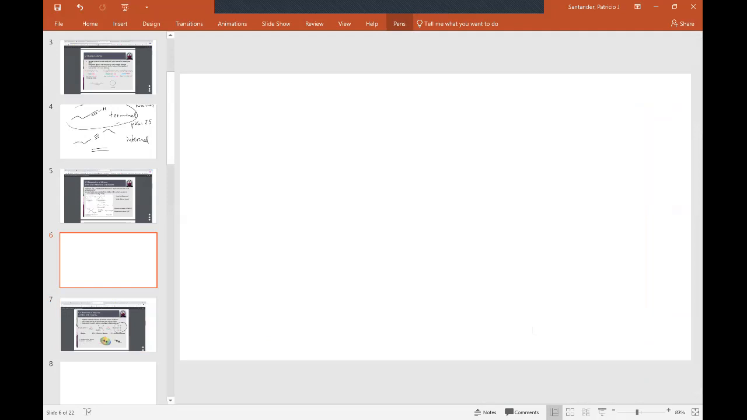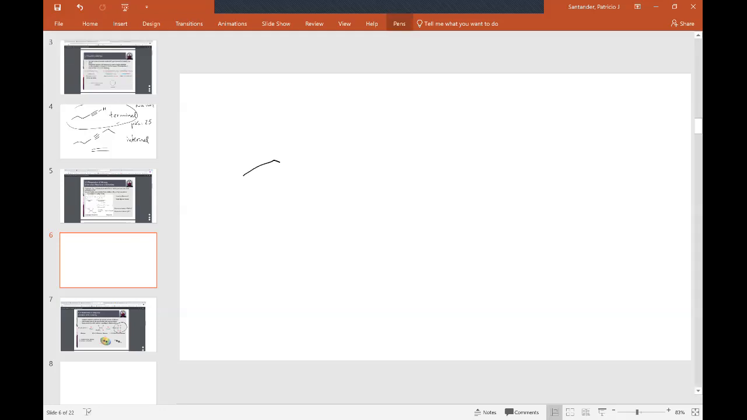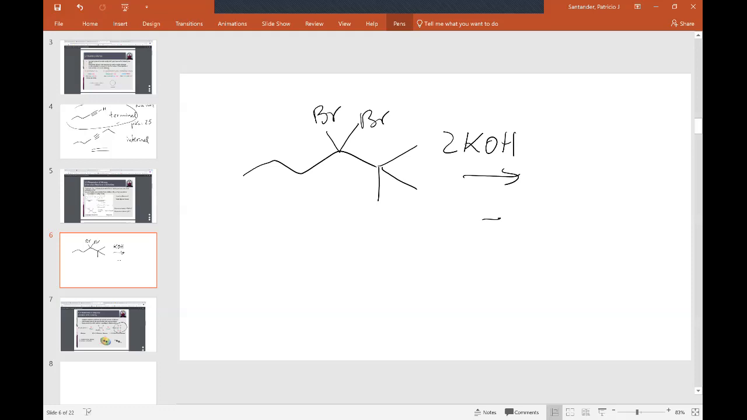So let me give you an example here. If we have this with a couple of halogens here, I can perform a dual dehydrohalogenation using a base of appropriate strength. I can use something like KOH. I will need two equivalents because I want to eliminate twice the bromide and the hydrogen.